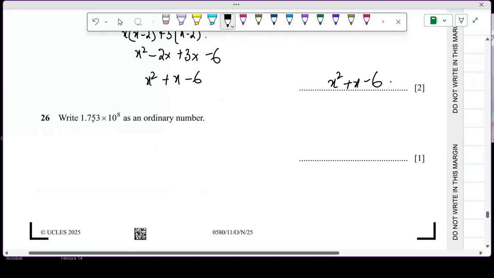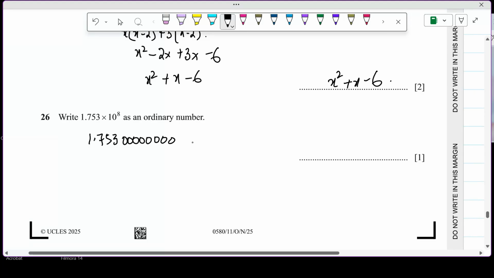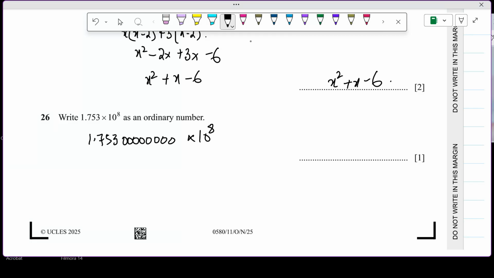Write down 1.753 times 10 to the power 8 as an ordinary number. So 1.753 is multiplied by 10 to the power 8. When we have the base 10 and the power is positive, we move the decimal to the right, or forward. This one is 8, so we will move the decimal 8 times.